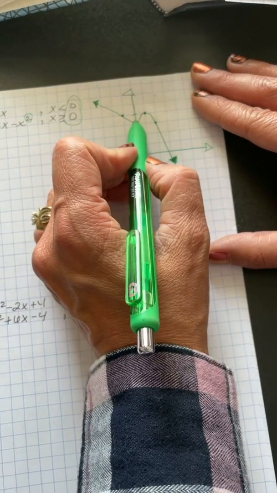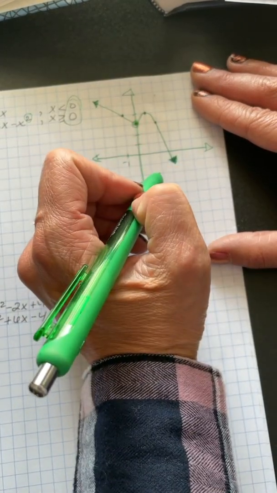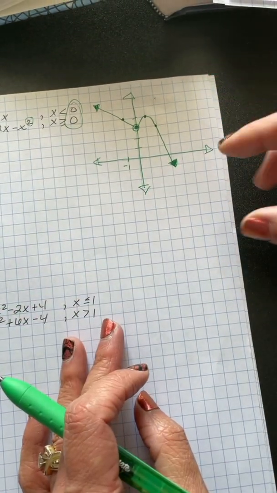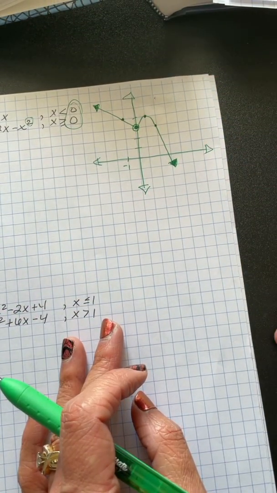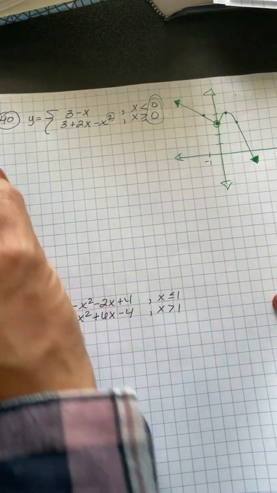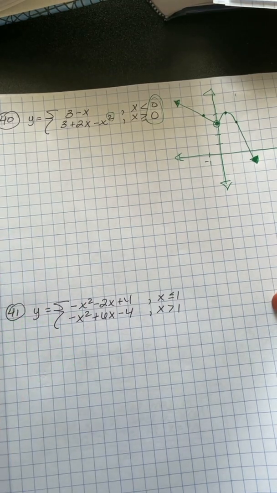We see a corner, so we know it's not differentiable there, but it is continuous, okay? And I can see a max and a min. I see one max and one min. All right, so let's show it algebraically.